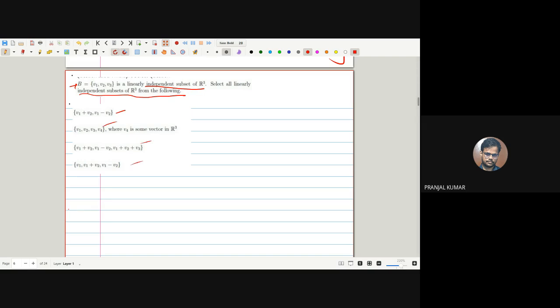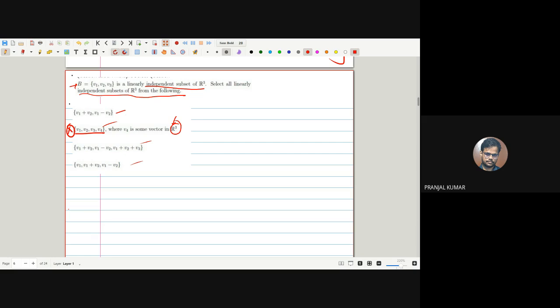Let's see this second option. If you are in R3, what is the maximal cardinality of an independent subset you can have? Three. So can this ever be a linearly independent subset? No. Clear? Now you have to check the other sets.